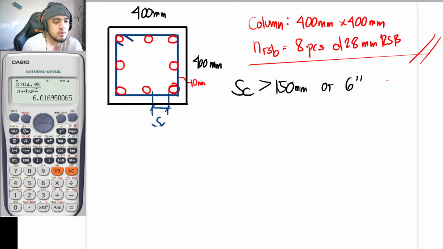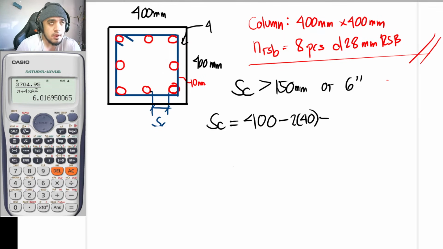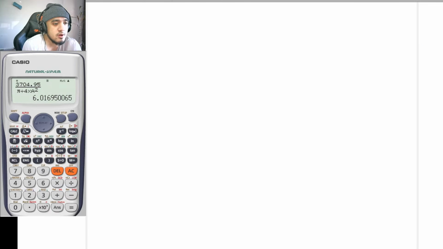So with that, we will now be solving for the SC or the clear cover for your rebars. So our SC is to be equal to 400, that is the whole dimension, minus our concrete cover here, which is 40 mm. So minus 2 times 40, minus the diameter of our DB or our shear reinforcement or our lateral ties. So the thing is, we still do not know. So before doing this, it is better for you to know first what your DB is. So DB for lateral ties.